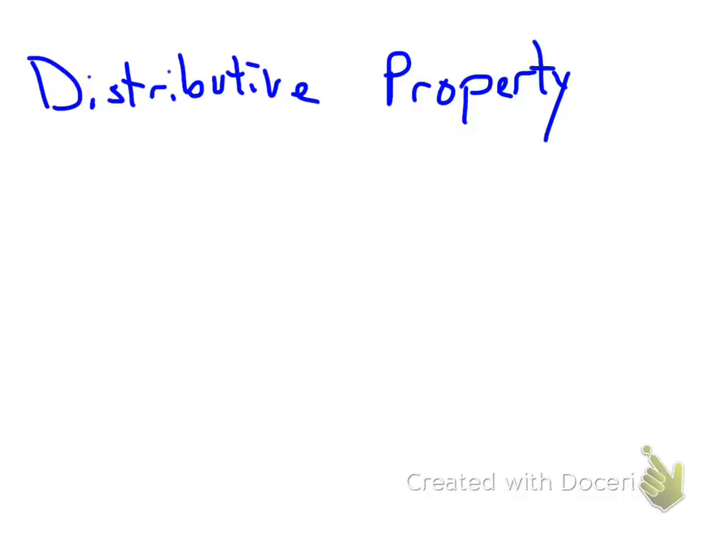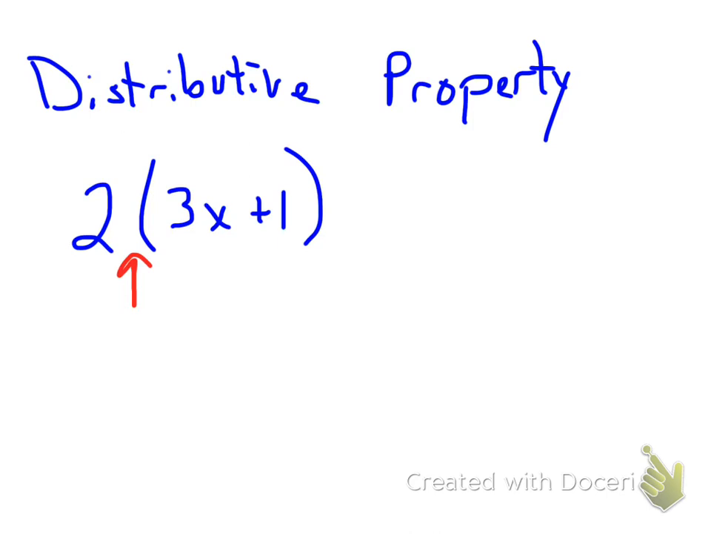In this video, we're going to take a look at the distributive property and what it is and what it means. So as an example, if we have a problem that looks like this, 2 parentheses 3x plus 1. What this actually represents is 2 times this set of parentheses, which means that we have 2 sets of 3x plus 1. Notice that there is no operation written between the 2 and the parenthesis, which means we are doing multiplication.